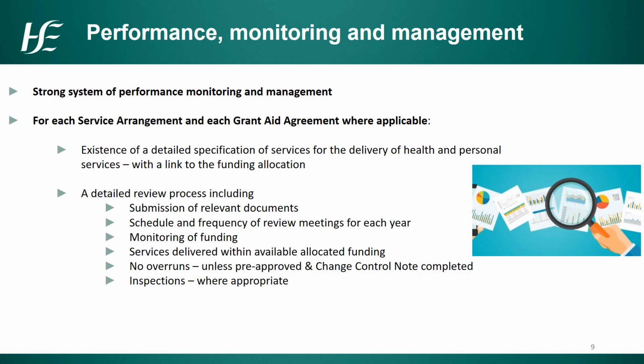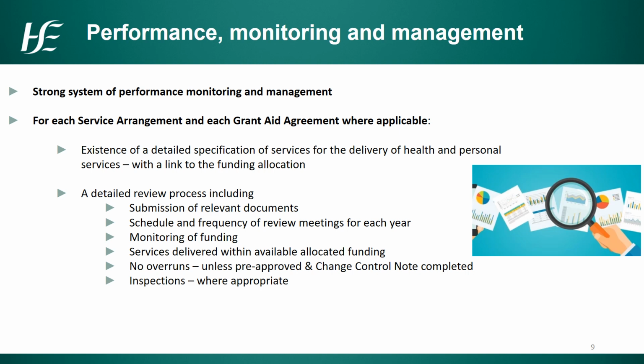To enable this policy's effectiveness, there must be a detailed specification of services for the delivery of health and personal services, including a link back to funding allocation for each service arrangement and each grant aid agreement where applicable. A detailed review process should include submission of relevant documentation on a periodic basis, and a schedule of review meetings for each year with a frequency that is appropriate.